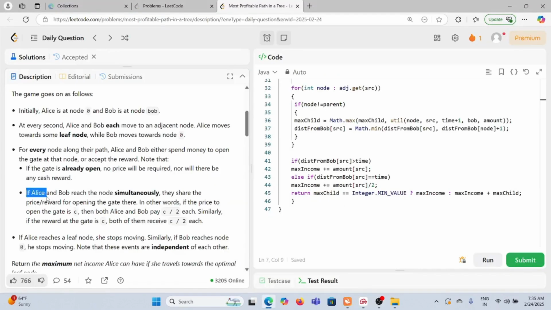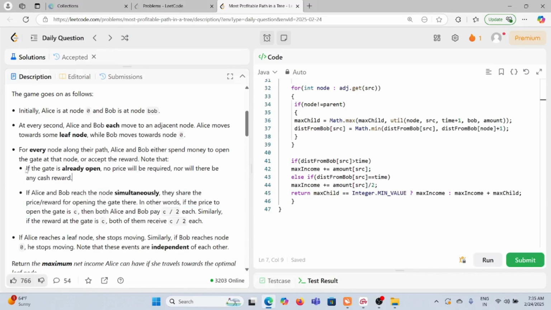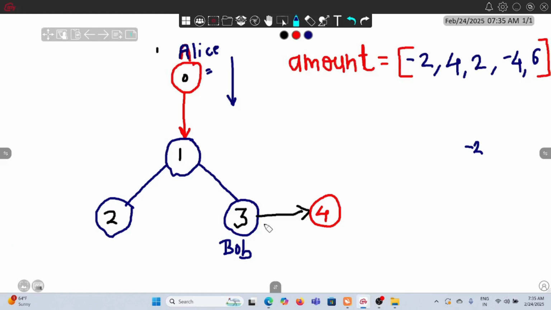If Alice and Bob reach the node simultaneously... One more thing is, if the gate is already open, say Bob is moving from 3 to 1, that means gate number 3 is already open. In this case, if Alice comes this way and reaches 3, it is already open. In that case she will not get any amount because it's already open. So no reward, no spend. We have to keep track of which gates are open and which are not.